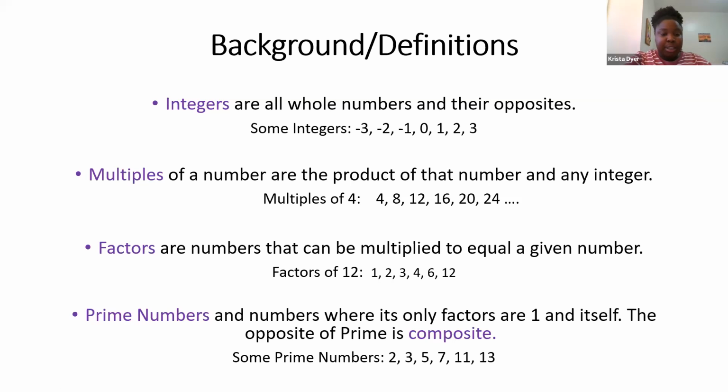The last definition we need to know are prime numbers. And prime numbers are numbers where the only factors are 1 and itself. So if we go through and we try and list what 2 numbers can be multiplied together to equal a given number, the only options are going to be 1 and that given number. So some examples of prime numbers include 2, 3, 5, 7, 11, and 13. So that's some background. So let's tackle another concept.